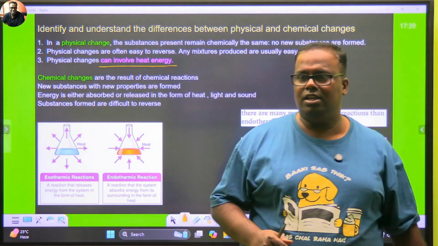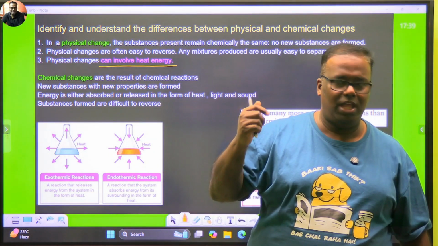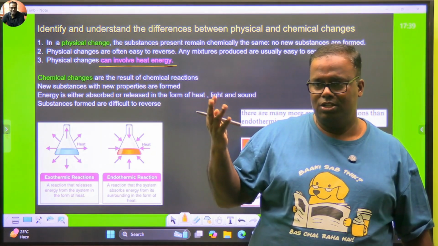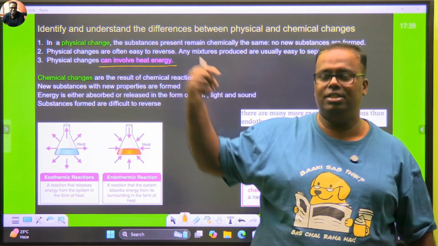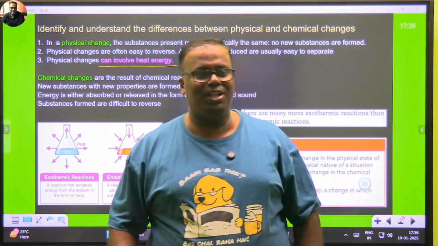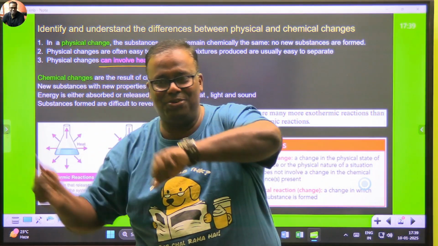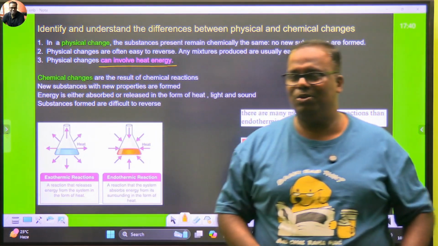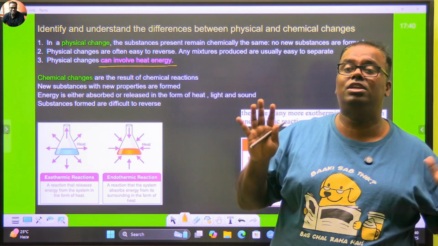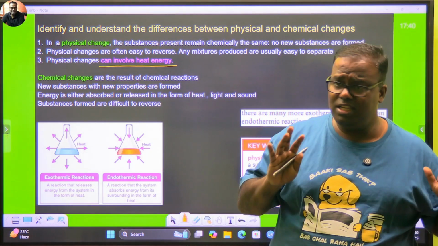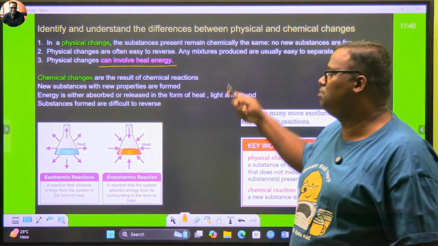Otherwise, just think, every day we are burning butane, LPG, and we are making what? Food. So combustion of any hydrocarbon gives me what? Carbon dioxide and heat. If it were easily reversible, nobody would buy a cylinder again. Just convert the same carbon dioxide and heat back, and water vapor, and make it back to butane. So we say that chemical reactions are not easy to reverse. It's not that they don't reverse, but they don't reverse easily, like what happens in physical changes.